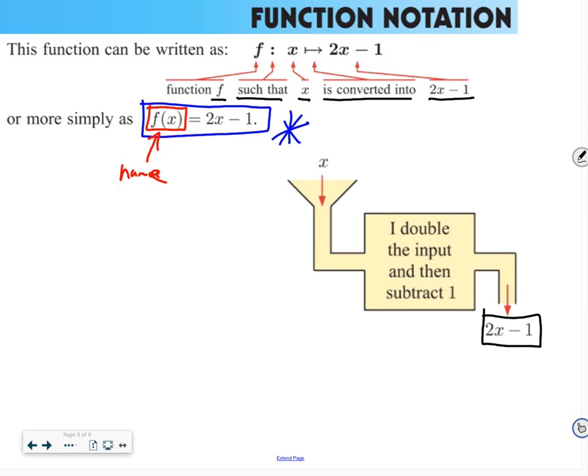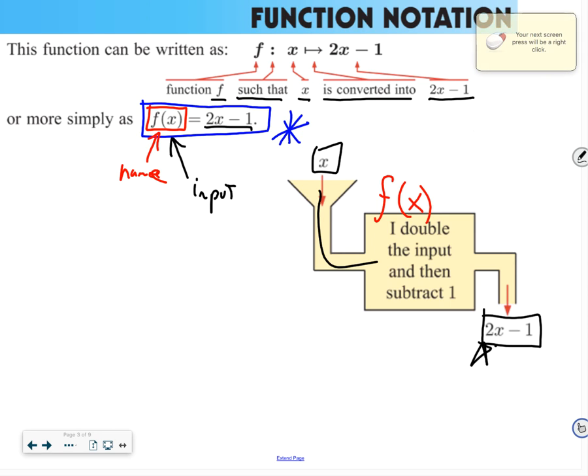Sometimes a graphical representation, how this function is laid out, is saying that this is its input, where you input an x into this function. This function is called f of x. As you put it through this function, you're going to evaluate some x based upon this rule: double the input, then subtract 1, and you get your output solution here. This output solution is often what we call our y value.